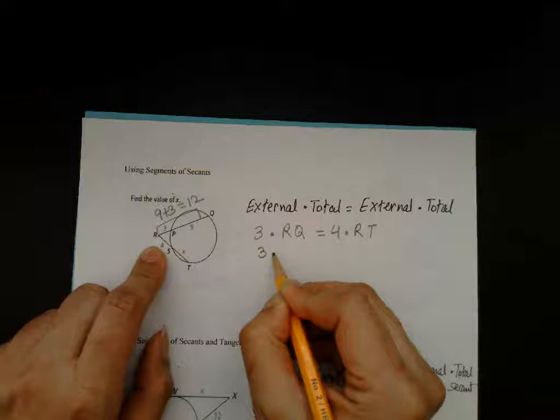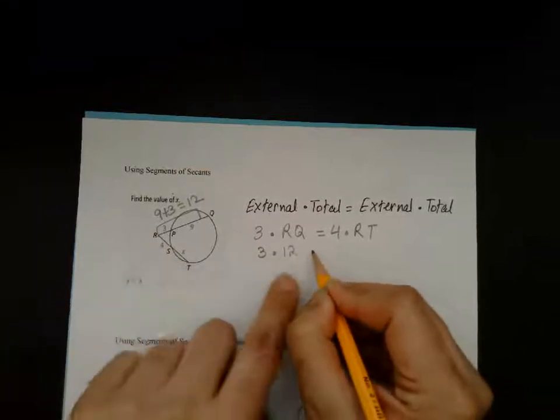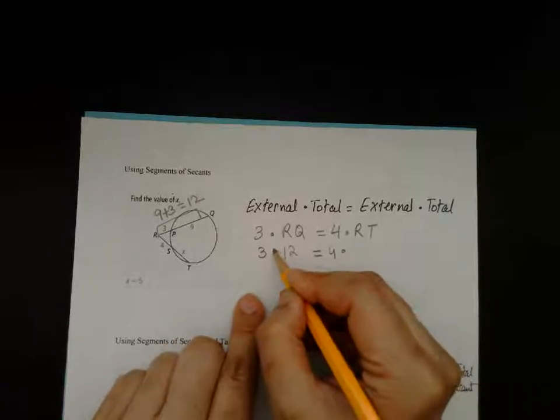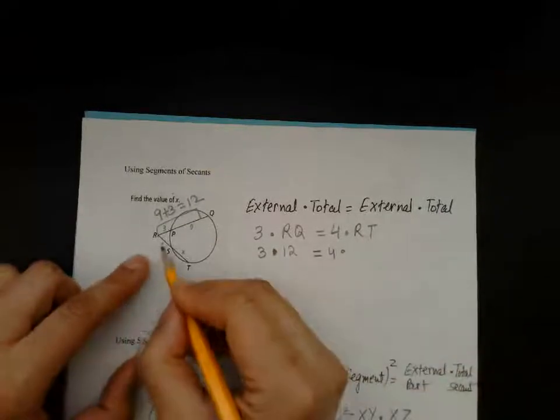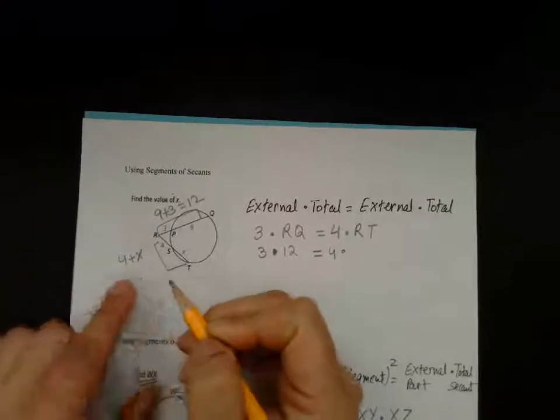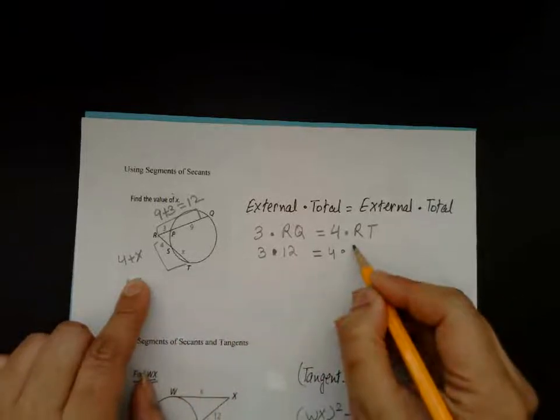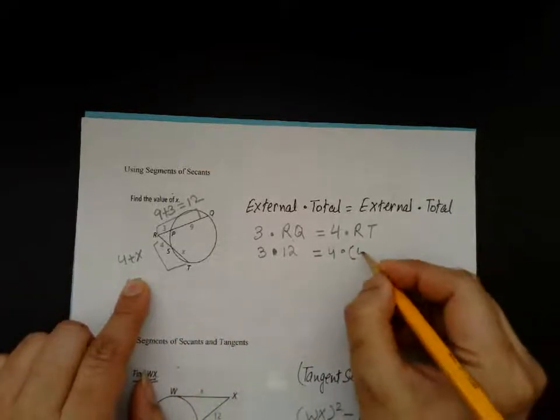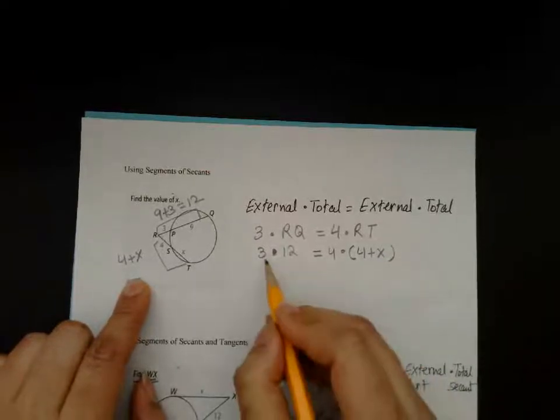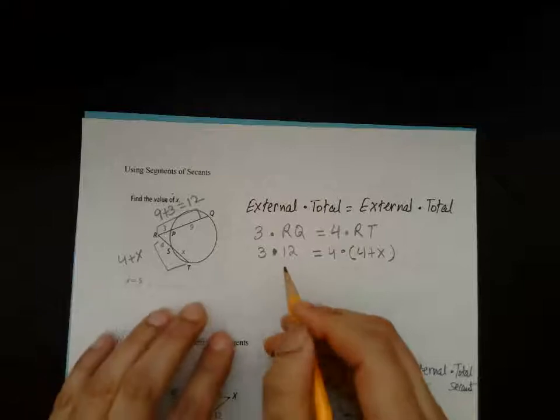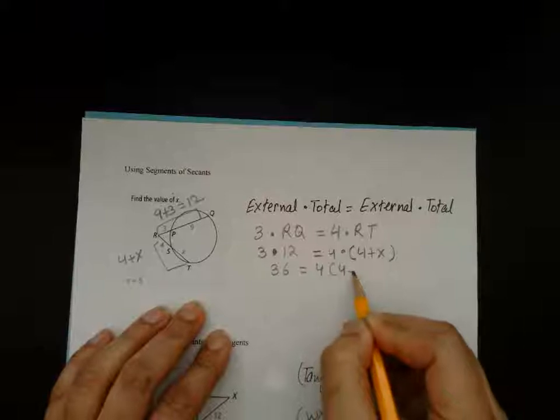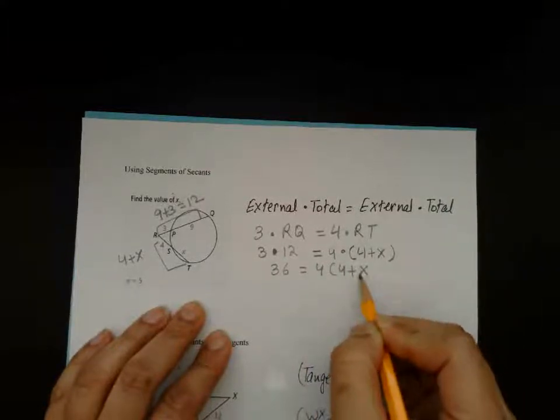So 3 times 12 is equal to 4 times RT. What is RT? RT is 4 and x. So 4 plus x is nothing but RT. So I can use grouping, 4 plus x. Now let's simplify. 3 times 12 will give you 36 is equal to 4, and inside the grouping we have 4 plus x.